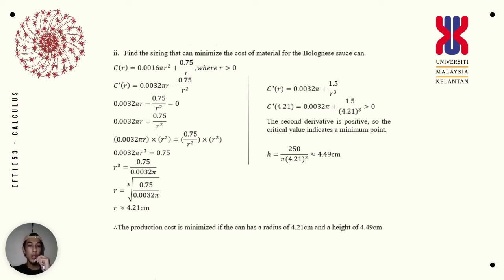So for the height, we get h equal to 250 divided by π times 4.21², we will get 4.49 cm. So the production cost will be minimized if the can has a radius of 4.21 cm and the height of 4.49 cm.